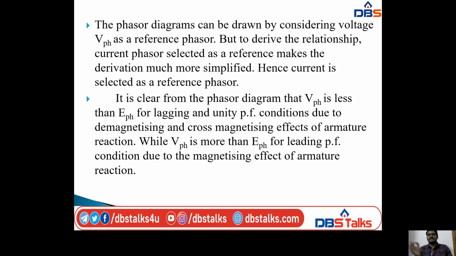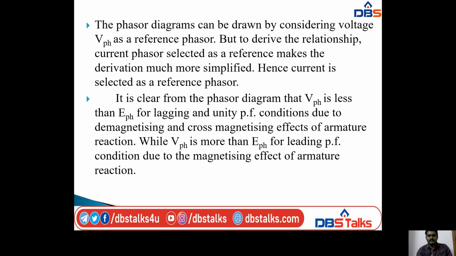And it is clear from the phasor diagram that V phase is less than E phase for lagging and unity power factor conditions due to demagnetizing and cross magnetizing effects of armature reaction, while V phase is more than E phase for leading power factor condition due to magnetizing effect of armature reaction.